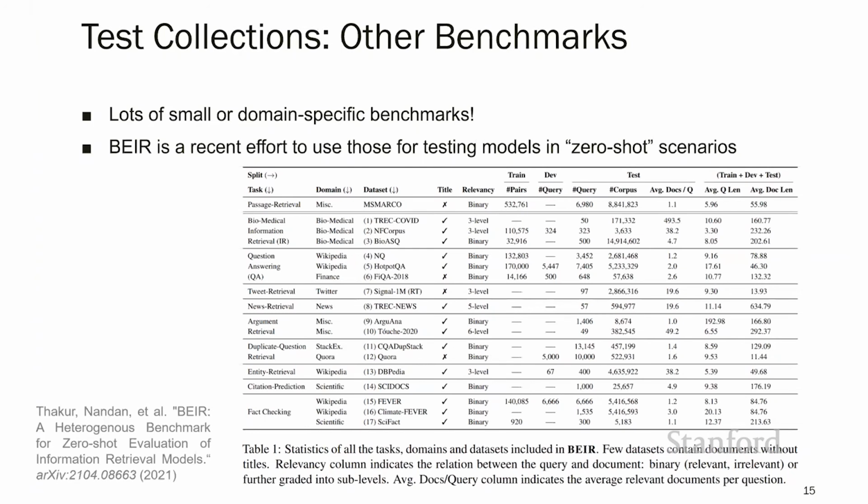BEIR, or Benchmarking IR, is a recent effort by Nandan et al. here to use all of these different data sets for zero-shot or out-of-domain testing of IR models. Specifically, in BEIR, we take already trained IR models that do not have access to any validation or training data on these downstream IR tasks and test them out of the box to observe their out-of-domain retrieval quality. So that is without training on these new domains.